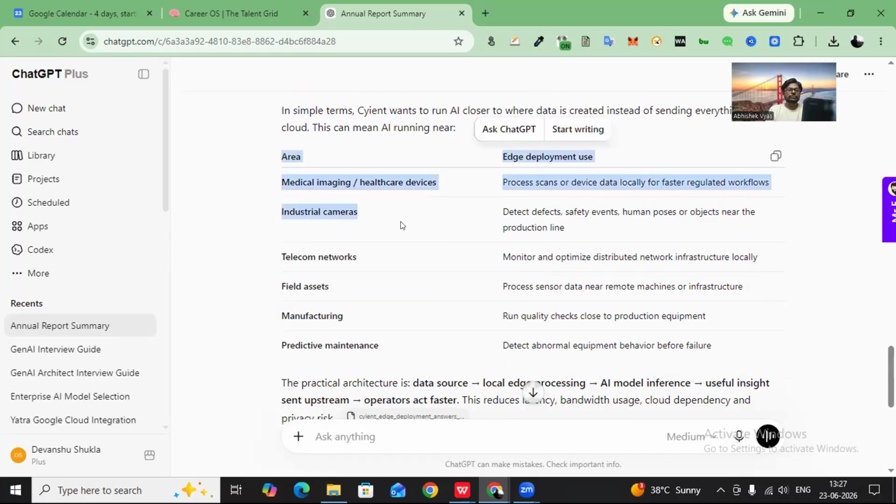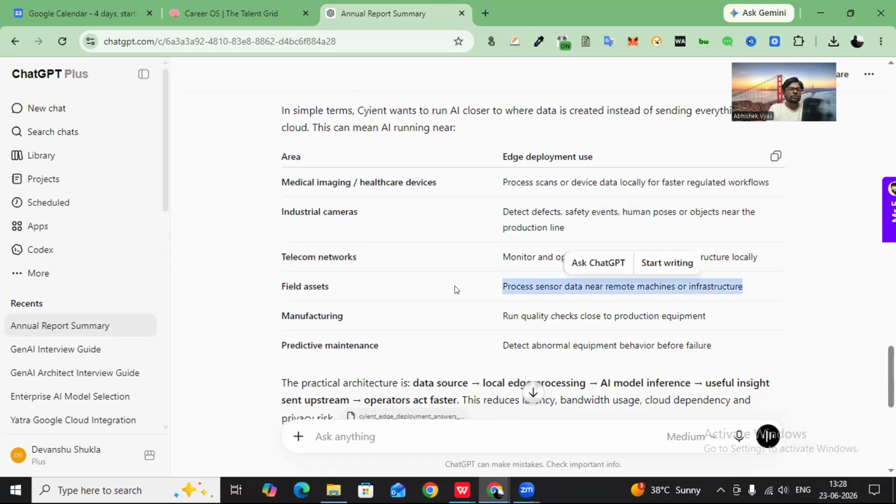Then there are industrial cameras which detect defects, safety events, human poses, or objects near the production line itself. It does not need to go to the server and come back. Then they are using this in telecom networks also, where they monitor and optimize distributed network infrastructure. They have certain field assets as well, where they process sensor data near remote machines or infrastructure.